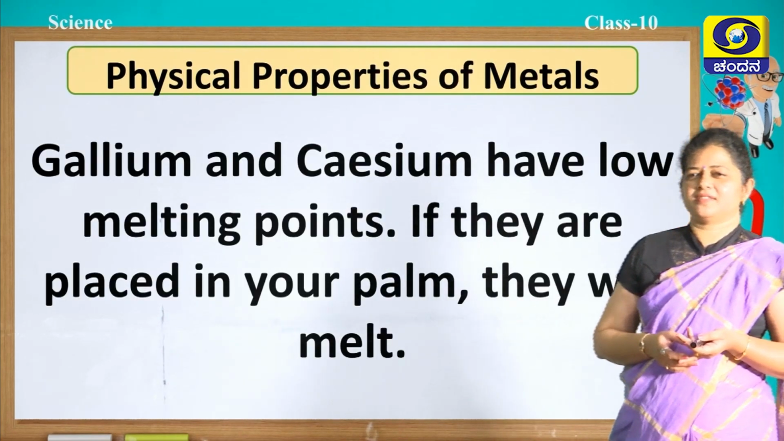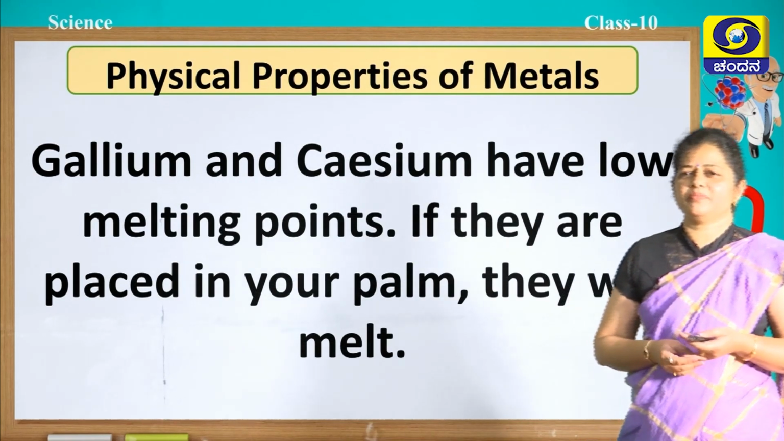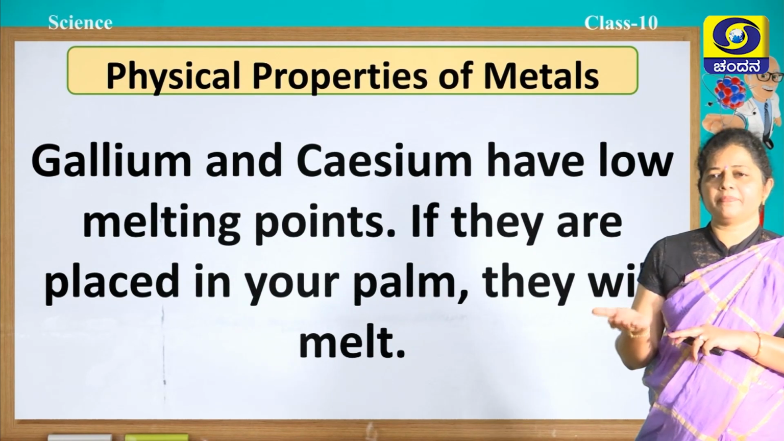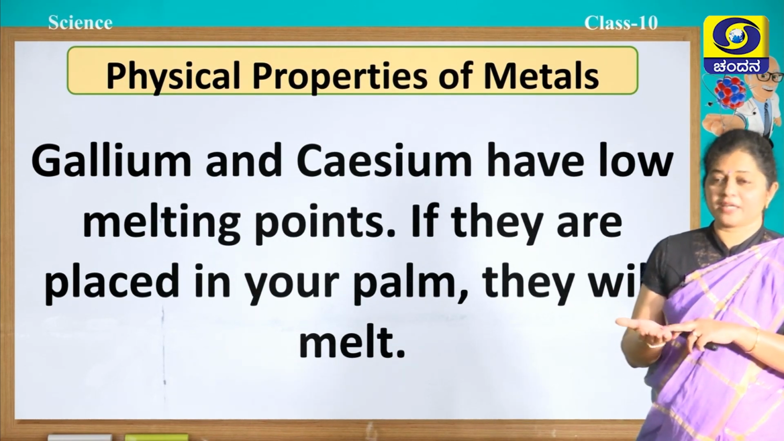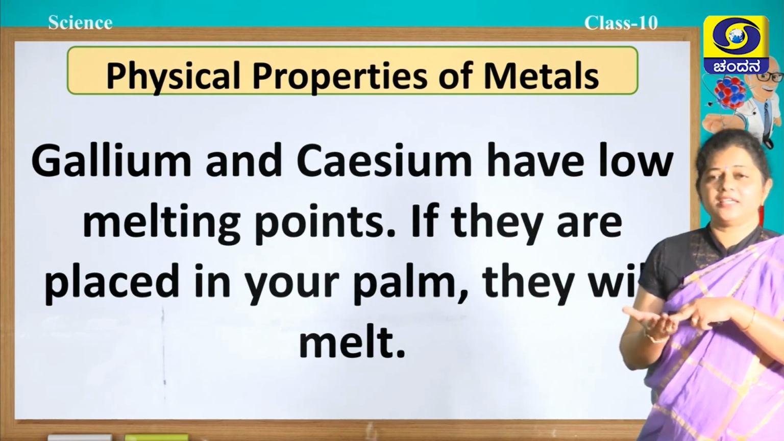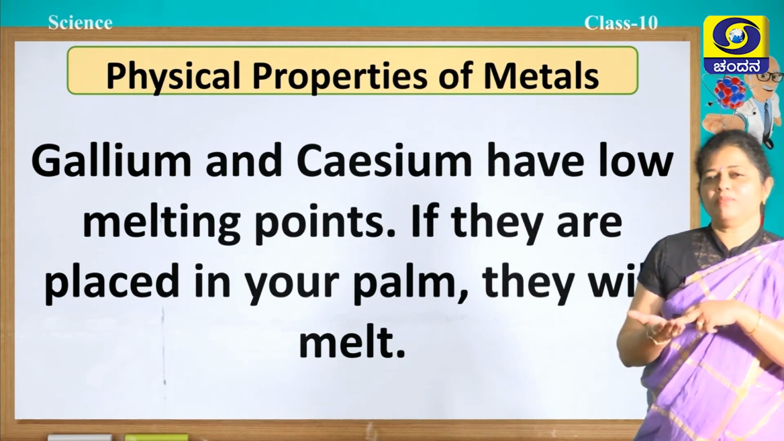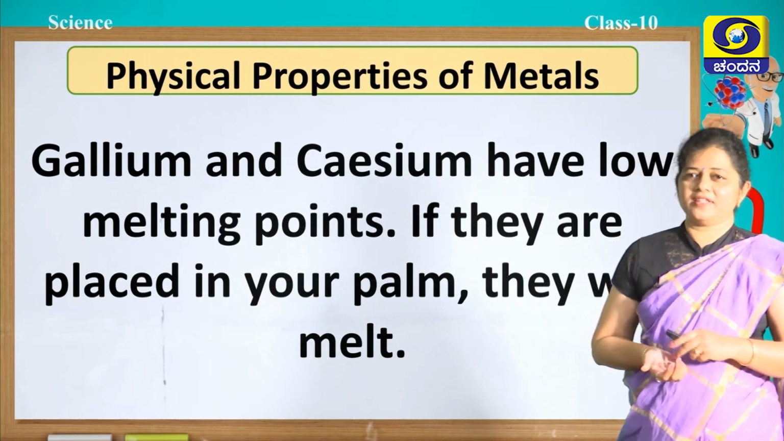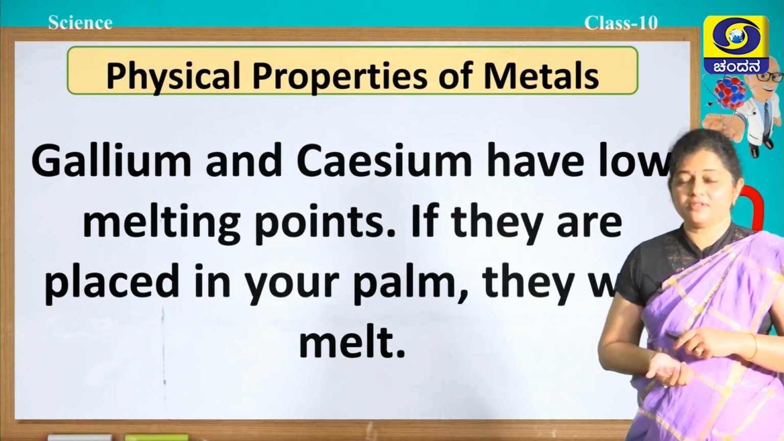Whereas there are certain metals like gallium and cesium, they have very low melting points. How low? If you keep them in your palm, they will melt. That means your body temperature is enough to melt gallium and cesium. They have very low melting points. But the other metals, they have high melting points and they have high boiling points also.